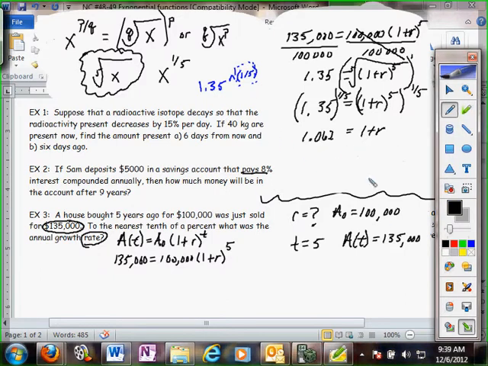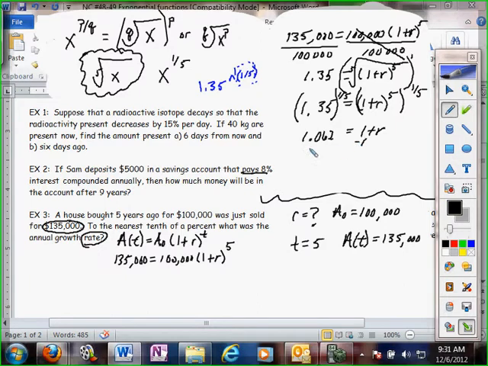Continuing to solve for r, I subtract 1 from each side. And I get that r is equal to 0.062. And since it's a rate, I'm going to move that decimal 2 places to the right. So r is equal to 6.2%. My house appreciated 6.2% over the last 5 years. And that's note card 48. Now let's talk about note card 49.